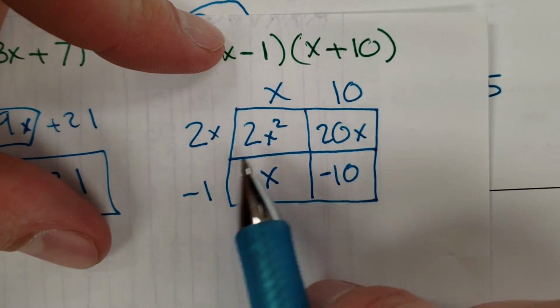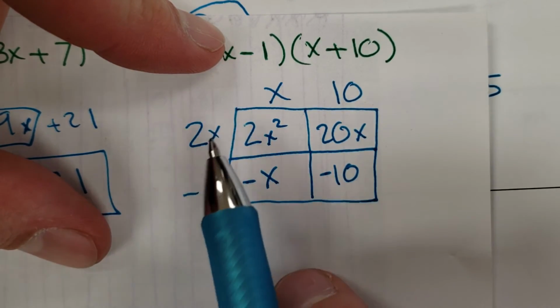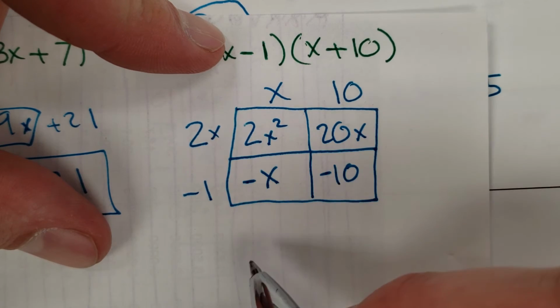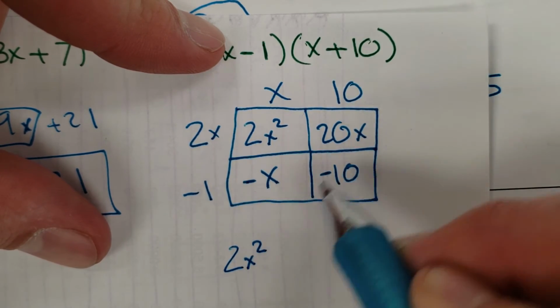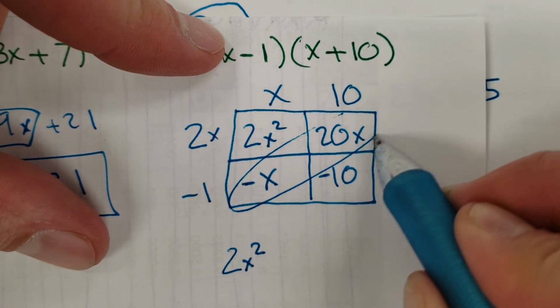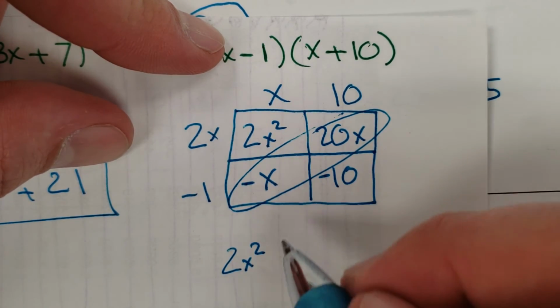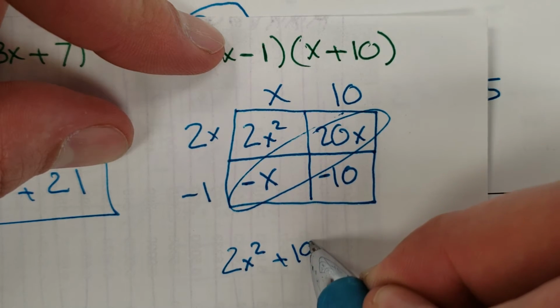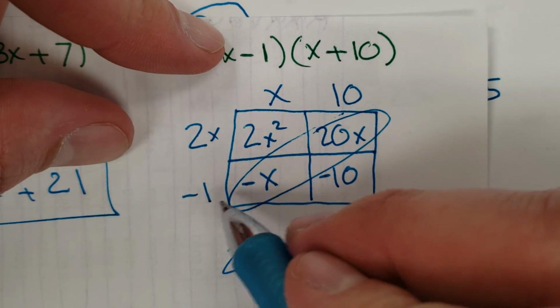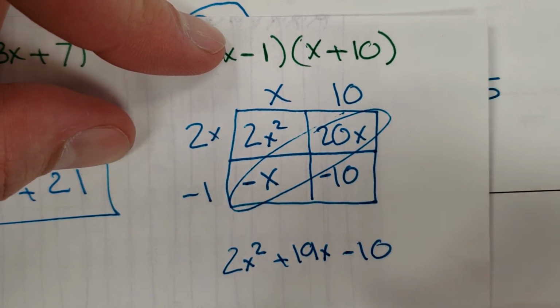You'll be fine. So line them up in standard form. Here we go. We have a 2x squared. Okay. Ooh, again, like terms, diagonally, right there. 20x minus 1x would be a positive 19x. And then a negative 1 times a negative 10 is positive 10. Got him. Okay.